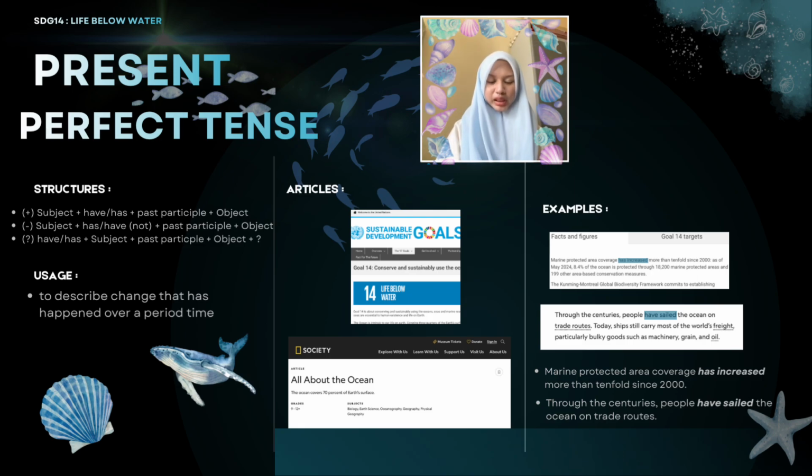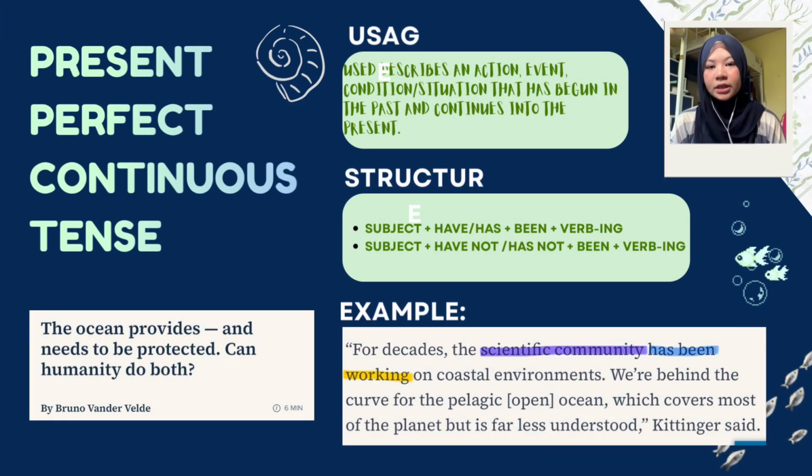Another example is, "Through the centuries, people have sailed the ocean on trade routes." Here, "have sailed" describes an action that has happened over a period of time until the present. So the present perfect continuous tense is used to describe an action, situation, event, or condition that has already begun in the past and is continued into the present.